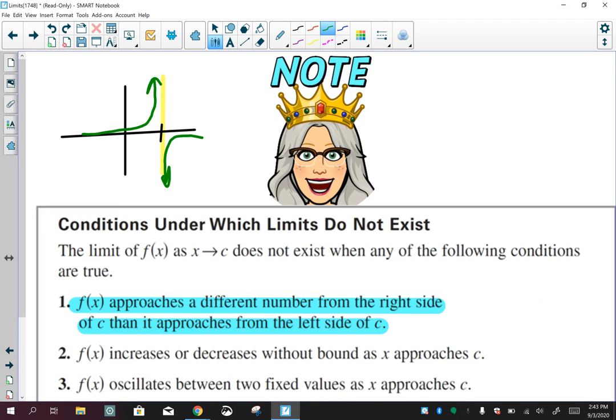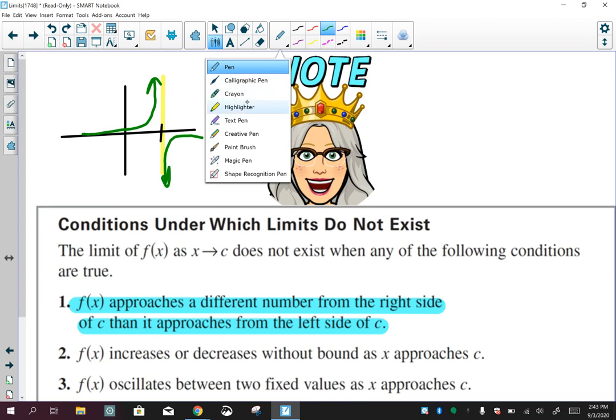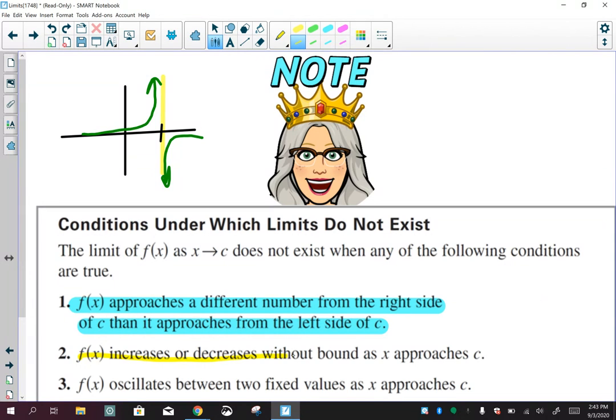So that's what this second one here is talking about. It's talking about increasing or decreasing without bound. So I'm going off to positive infinity or negative infinity.